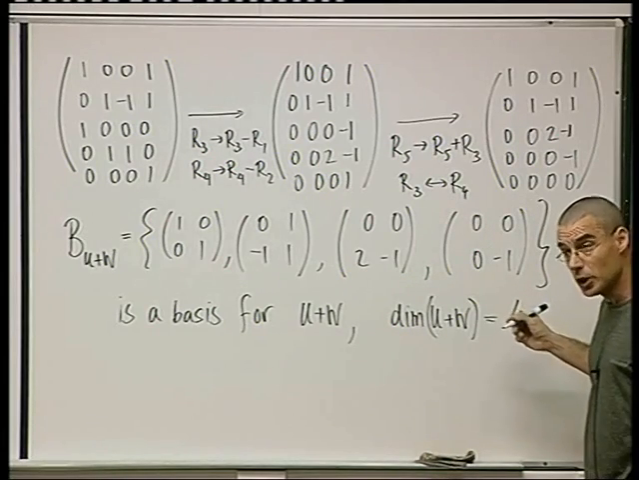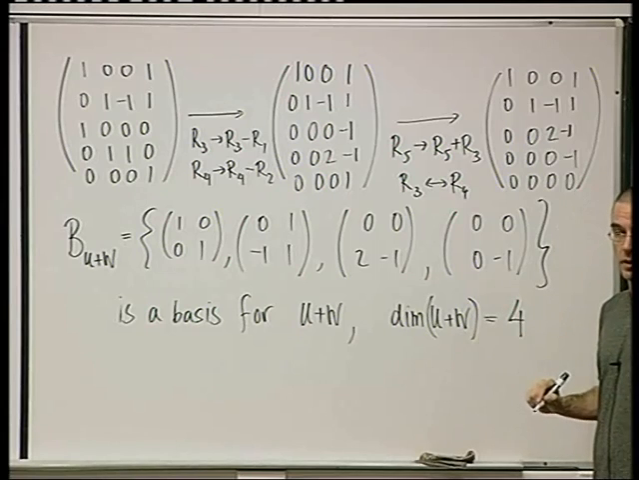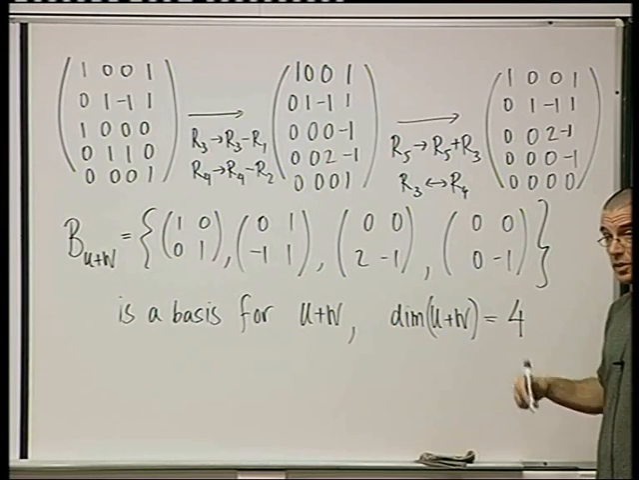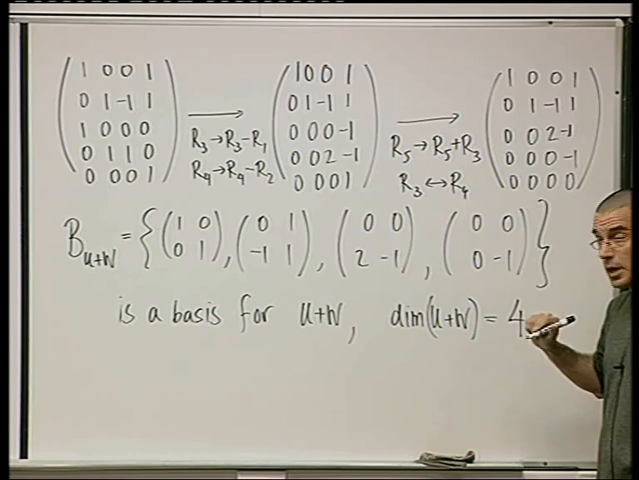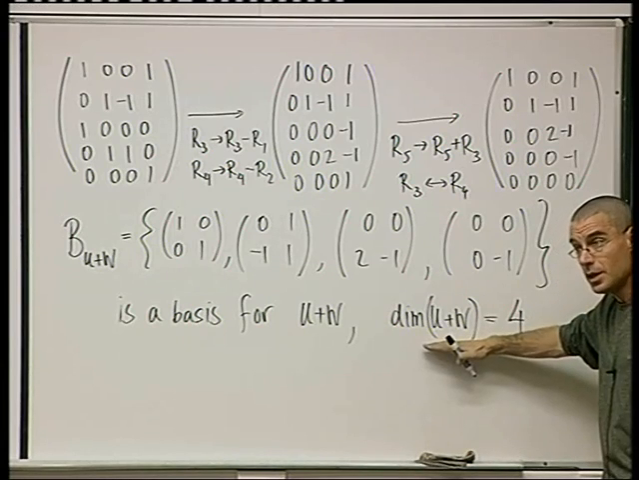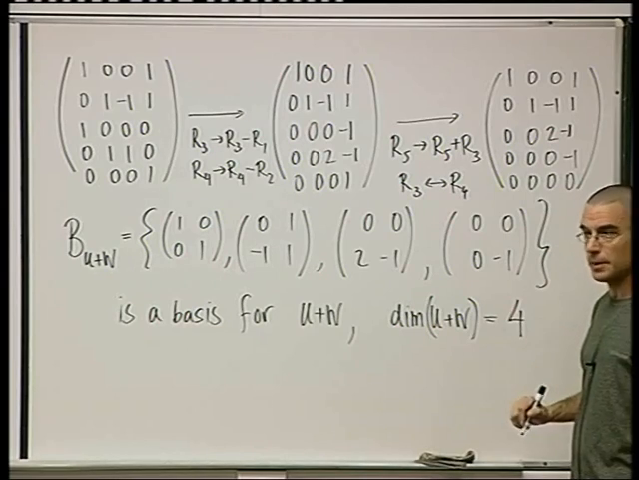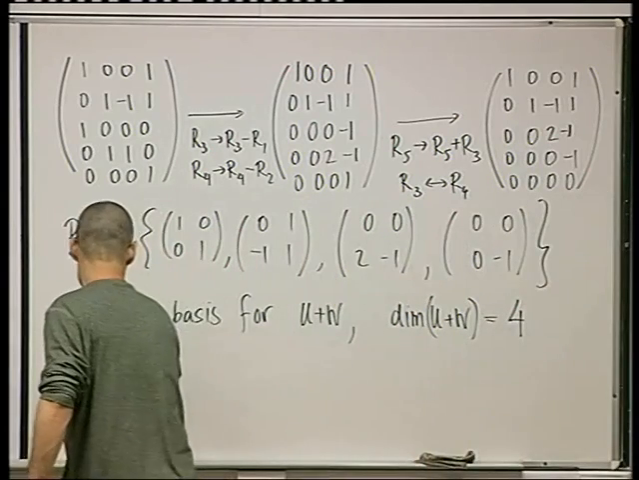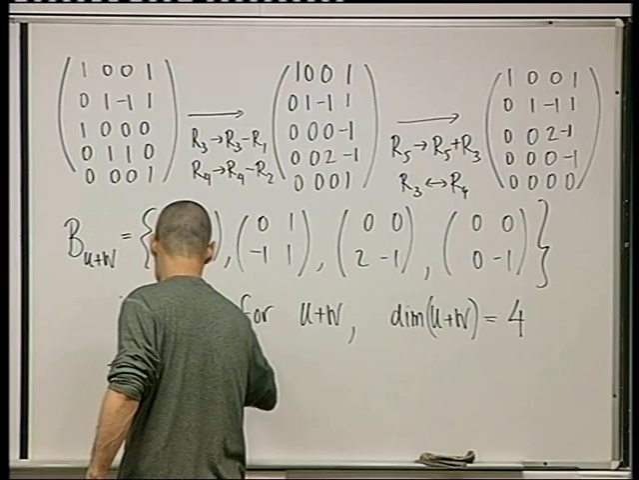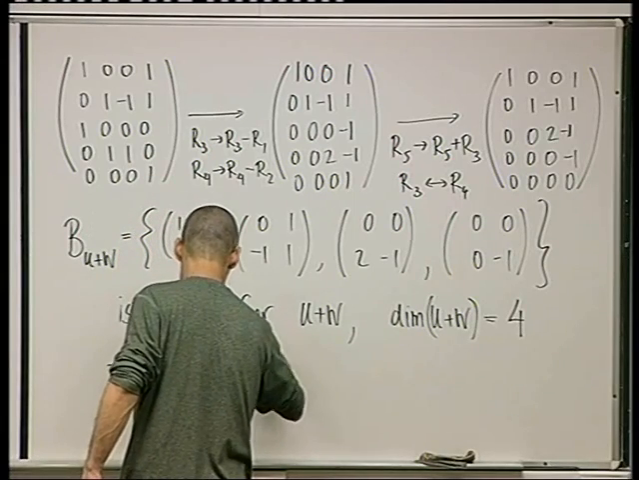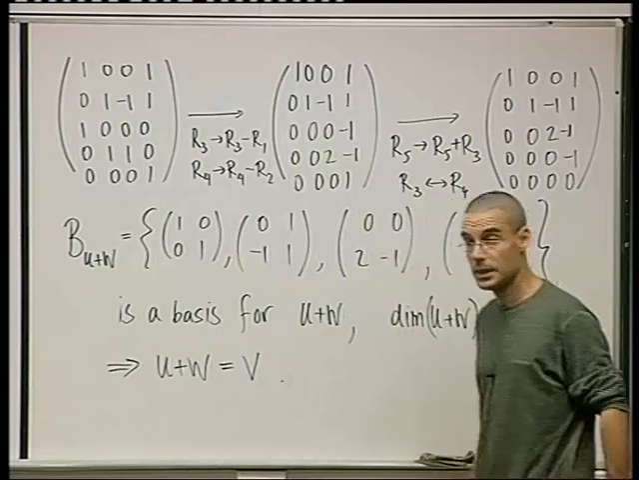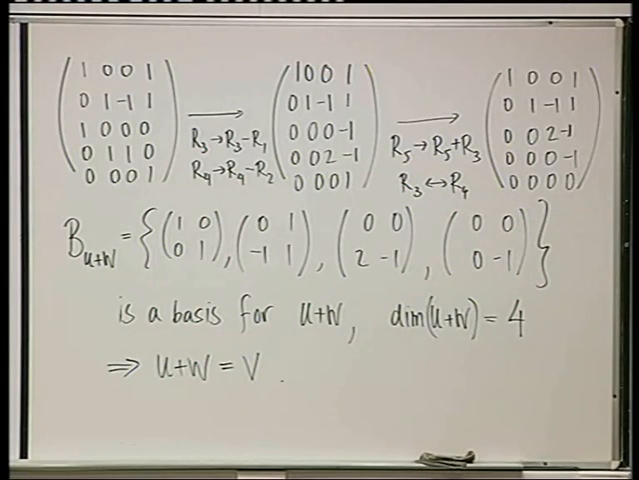And one further conclusion: U plus W is everything, right? Because of the second part of the theorem we had before. If you have a subspace with dimension the same as the ambient space, it's everything. U plus W equals V. Do you agree? Everybody? Okay.